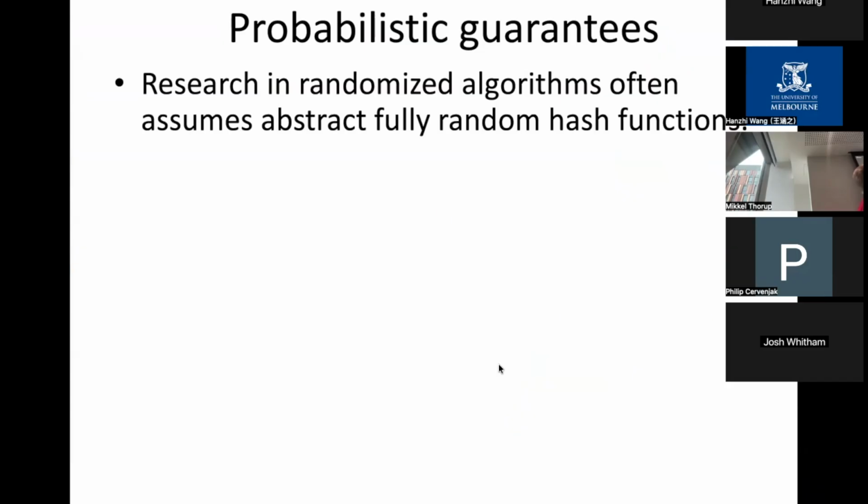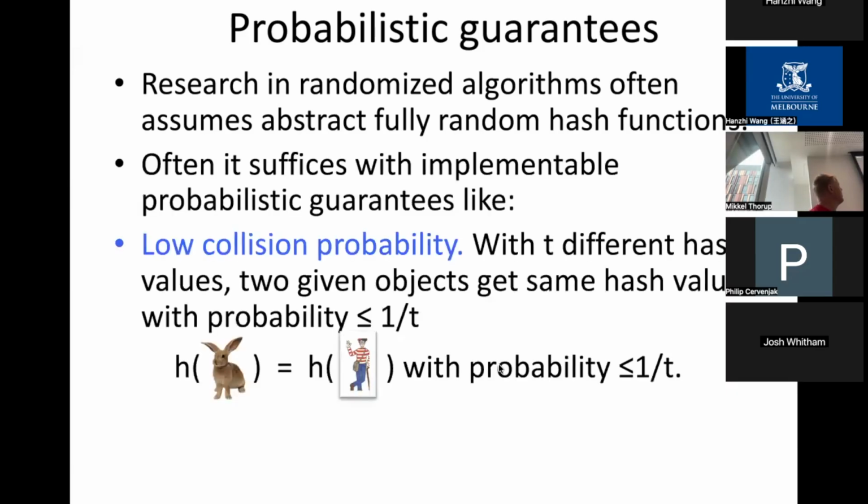So research in randomized algorithms often use abstract, fully randomized hash functions. But they don't exist. So then you have to think about, if they don't exist, is there any way of achieving the probabilistic property that you need? And in this case here, we were just interested in low collision probability. It was not a requirement that you have something fully random for everything.